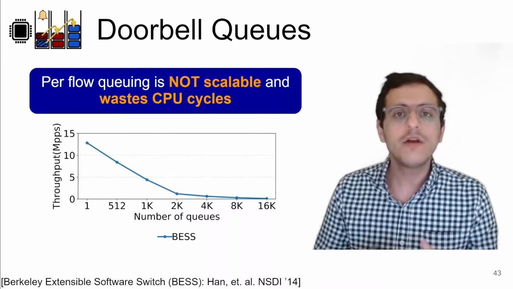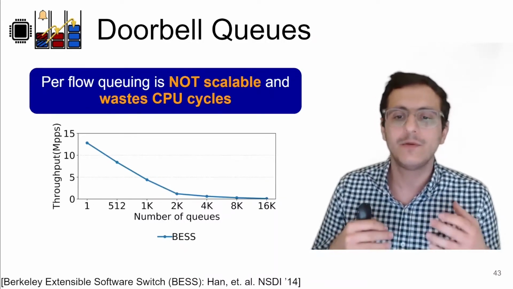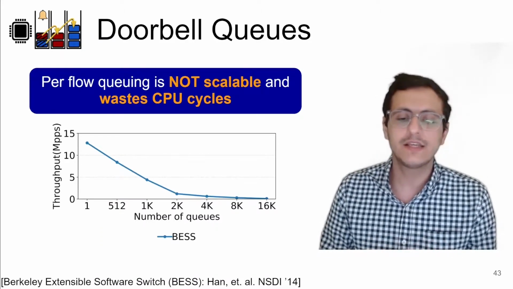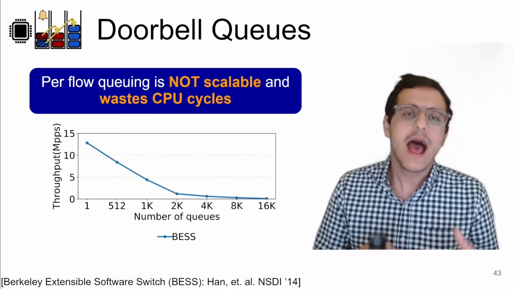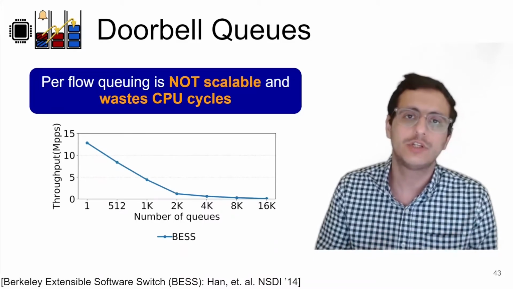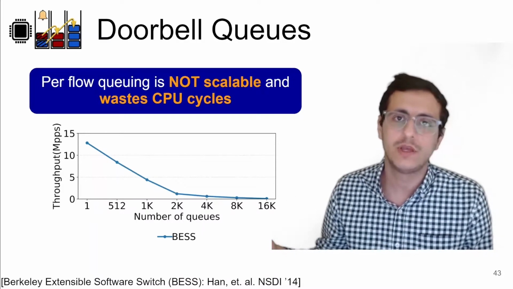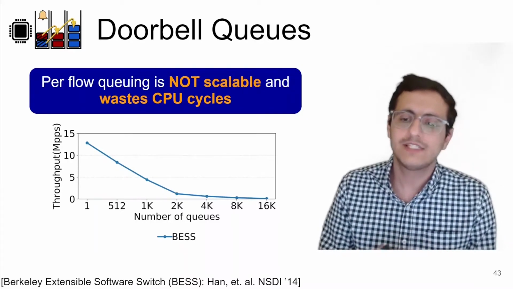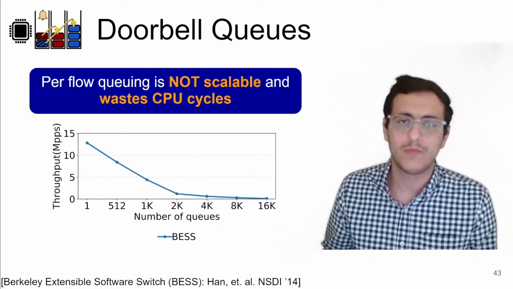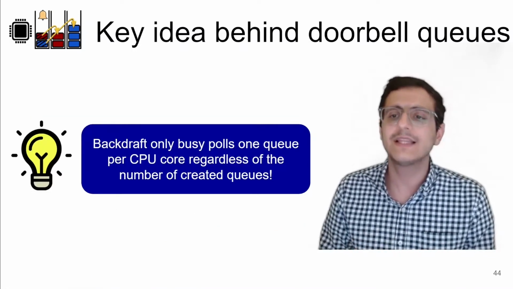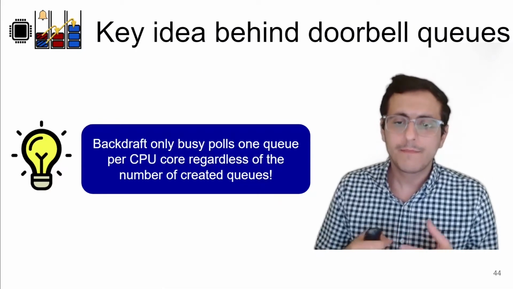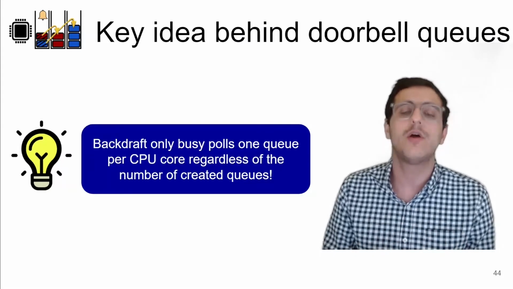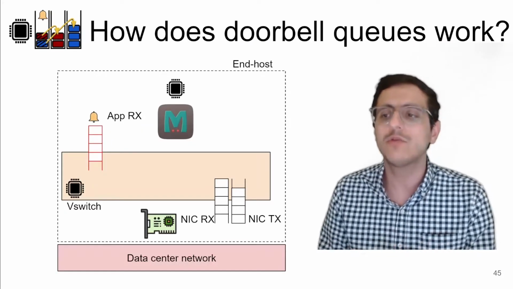Doorbell queues. Per flow queuing is not scalable and it wastes CPU cycles. We experimented with BESS, an existing virtual switch, to understand how we can push this virtual switch to support a large number of queues. And as you can see, BESS cannot sustain its throughput as we scale the number of queues to a large number. And this is exactly the key idea behind the Doorbell queues. Backdraft only busy polls 1 queue per CPU core regardless of the number of created queues. This is how Doorbell queue would work.